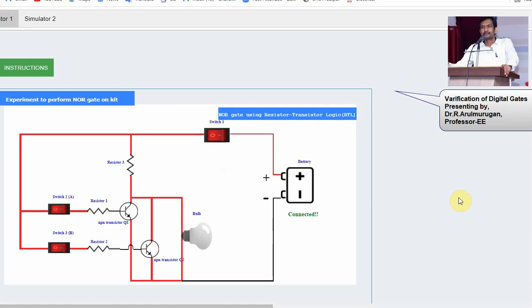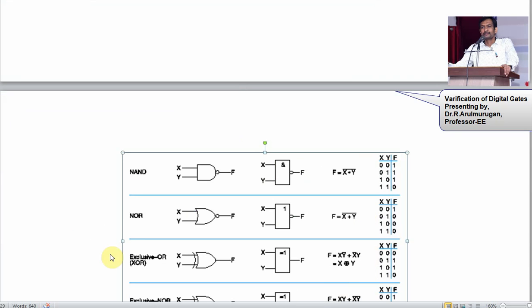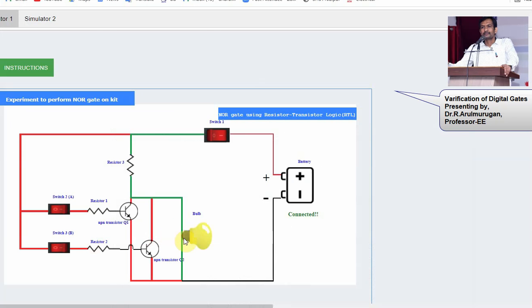Okay, so battery connected, main switch on. So 0 0, what is the truth table saying? 0 0, output is on. Any one on, output is off. Both on, output is off. So 1 1 condition, output is off.